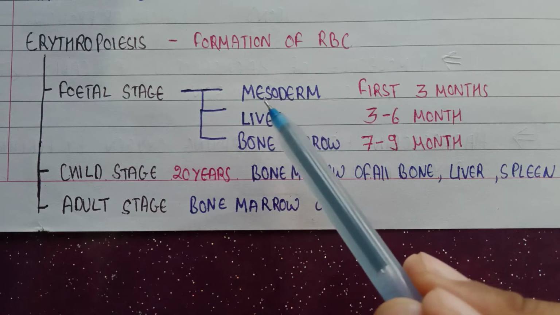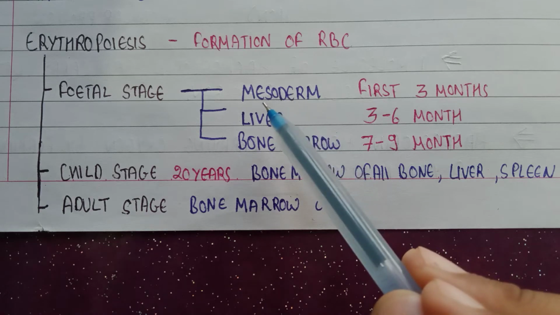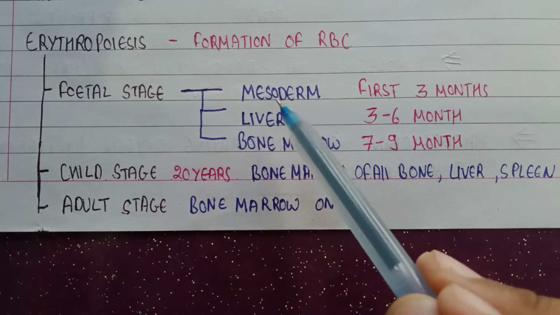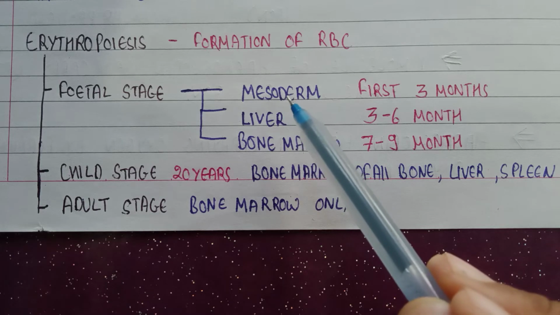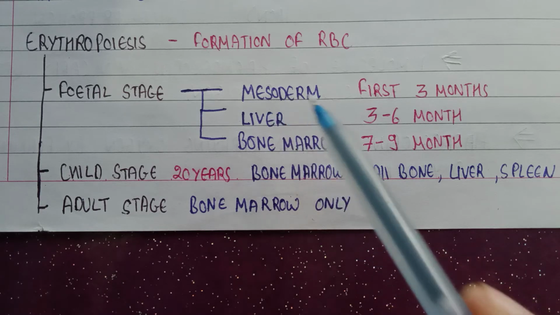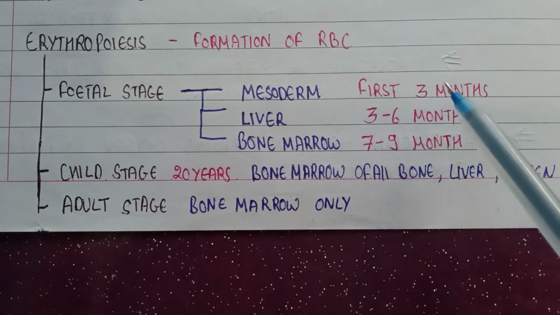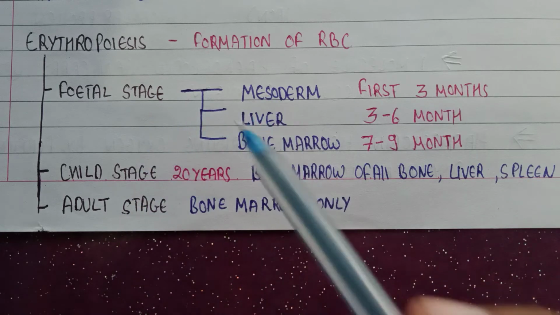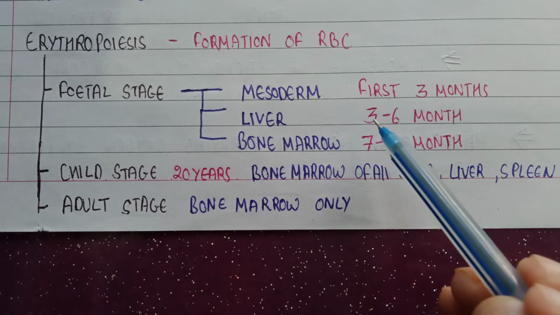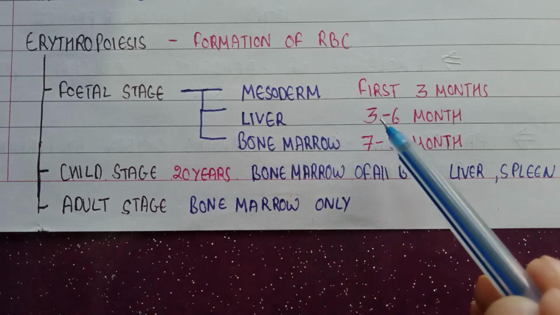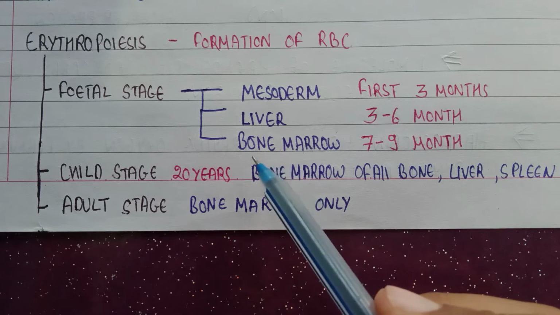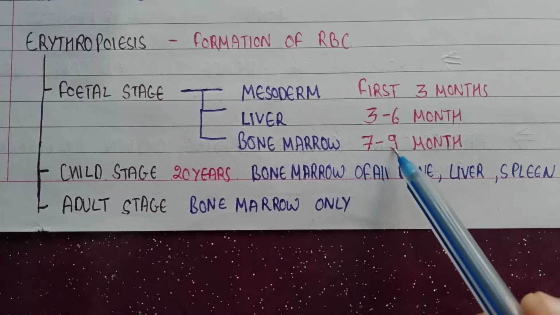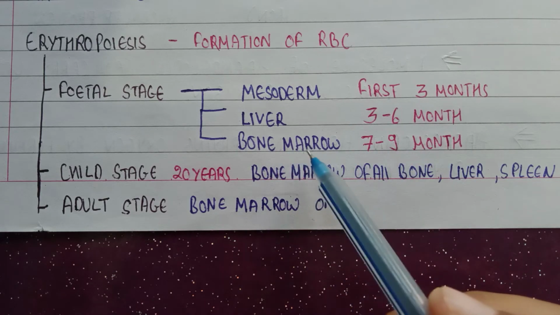There are three layers: ectoderm, endoderm, and mesoderm. The middle one, mesoderm, produces the RBC in the first stage, during the first 3 months of the fetal stage. After this, the liver produces RBC during the 3rd to 6th month, and then during the 7th to 9th month, the bone marrow of the bones produces RBC.